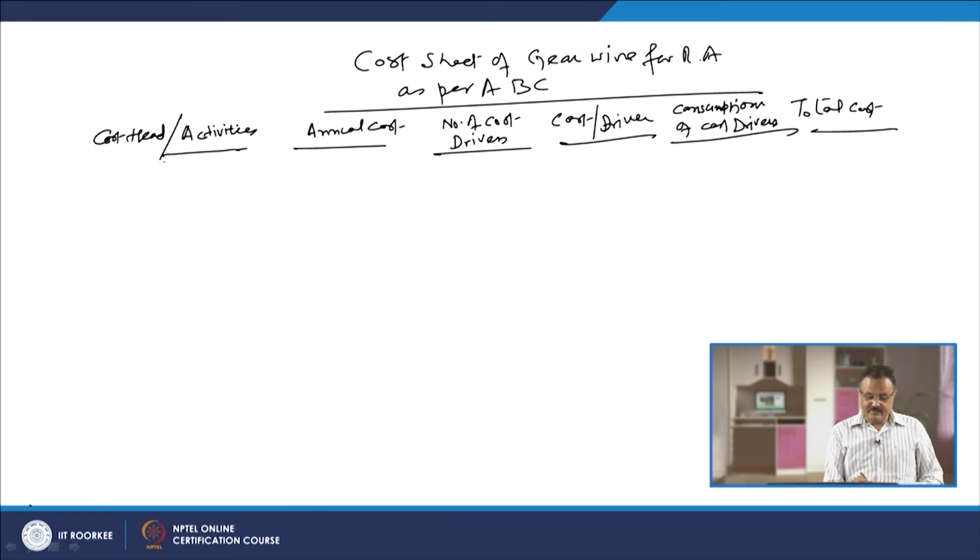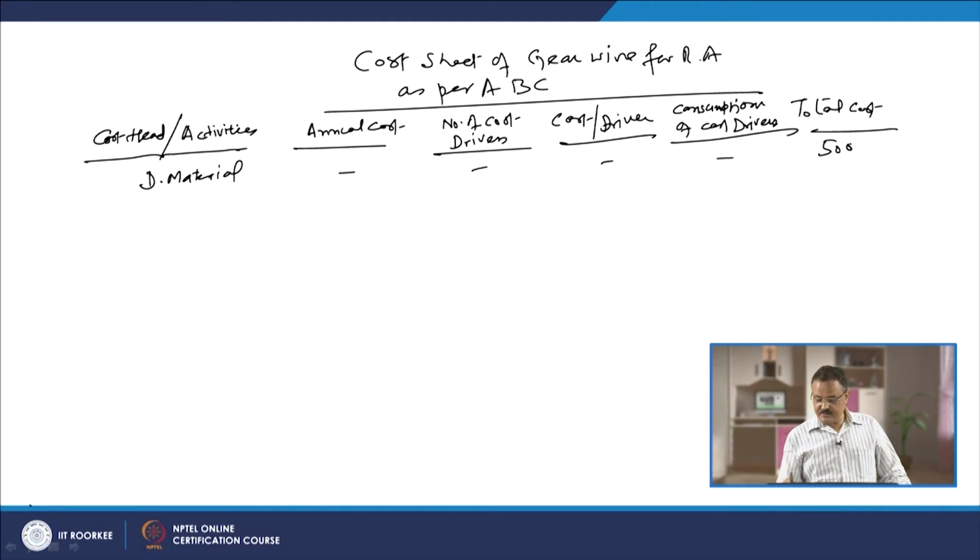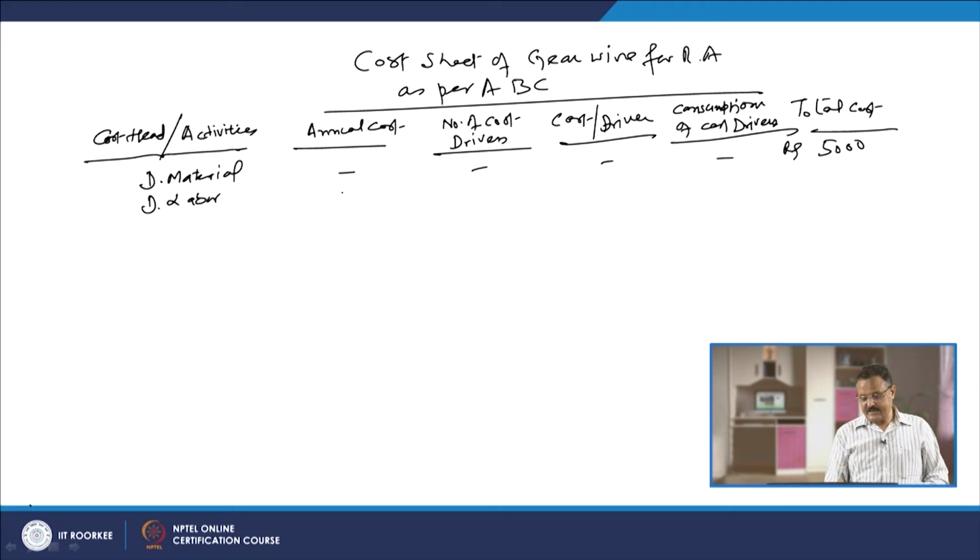So, what is the cost head given here? First of all, we take the material cost, because material cost is a direct cost, labor cost is a direct cost. These are not required to be worked out, because they are directly apportionable to the product. So, first you write here direct material cost. Nothing will be coming in the other columns, and finally this amount will straightaway go to the total, rupees 5,000, right. Now, we write here direct labor cost. Here we have to put nothing else.